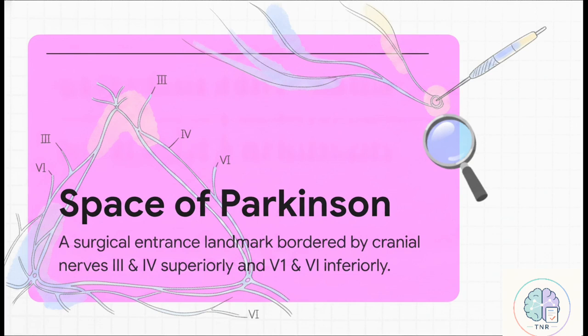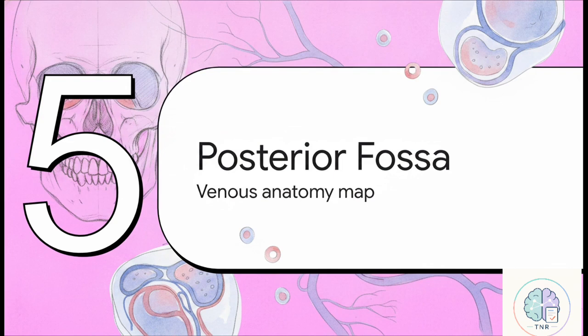So, with all this delicate wiring, how on earth do surgeons safely get in there? They rely on incredibly precise anatomical windows. The most famous is the triangular space of Parkinson. This is a must-know surgical landmark. Its superior border is mapped out by cranial nerves 3 and 4. Its lower margin is framed by V1 and VI. Memorizing this exact geometry gives surgeons a safe, reliable corridor to enter the sinus without clipping any of the vital wires.